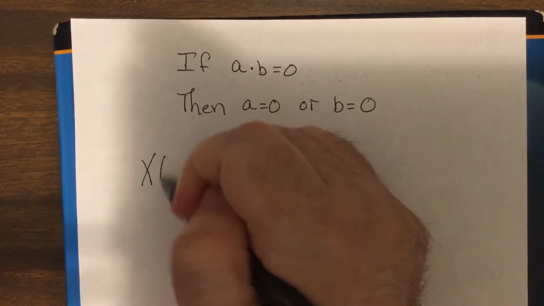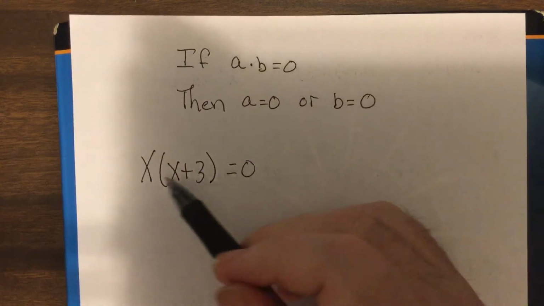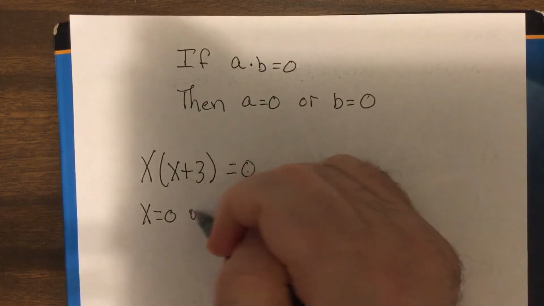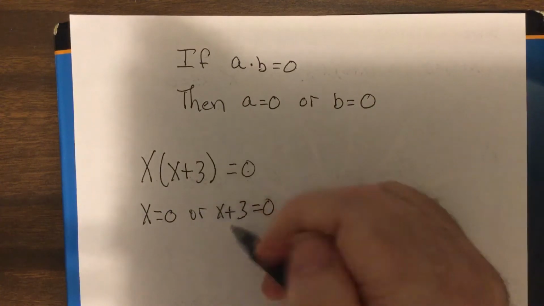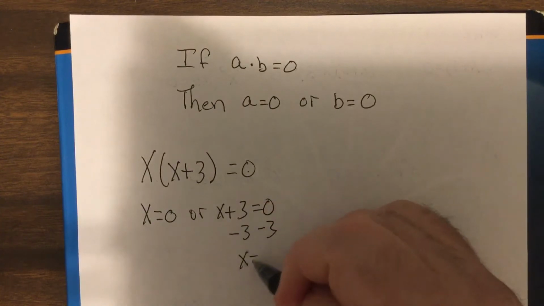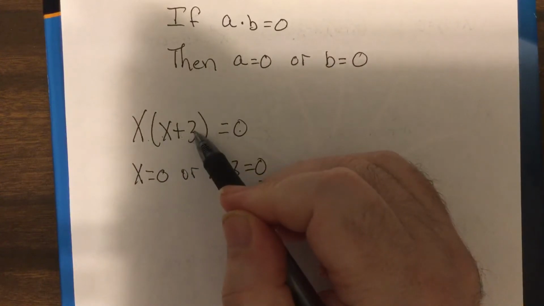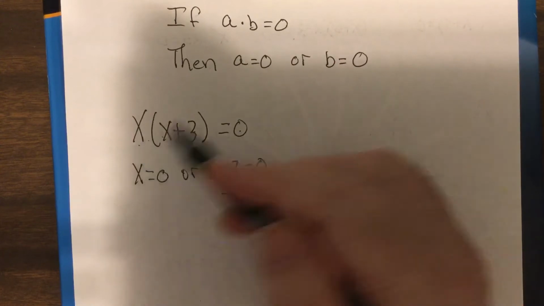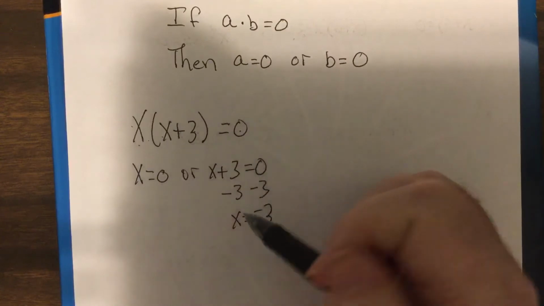So if I said x times (x plus 3) equals 0, you would say, hey, I have a product equal to 0, so x equals 0, or x plus 3 equals 0. So then I can solve this because it's a linear now. Highest power is 1, so x equals -3. So let's try our answer. 0 plus 3 is 3, times 0 is 0, or -3 times (-3 plus 3) is 0. 0 times -3 is 0.